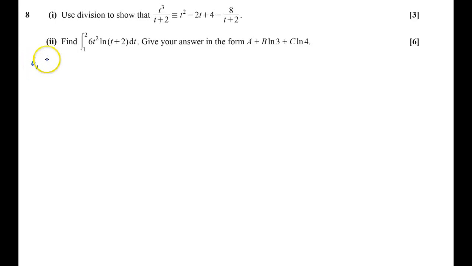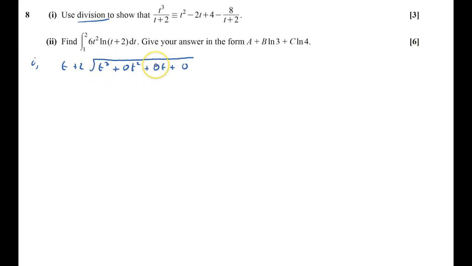Okay, first part, use division to show this. Well, we'll use division then, and do t plus 2 dividing into t cubed. But I actually need to put all the values in, so plus 0t squared plus 0t plus 0. And now I can divide it.